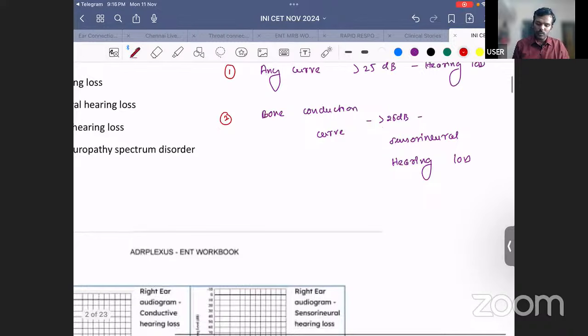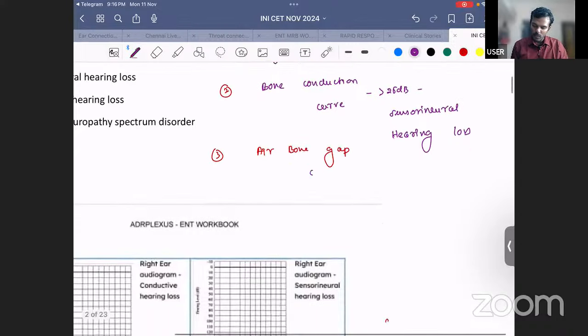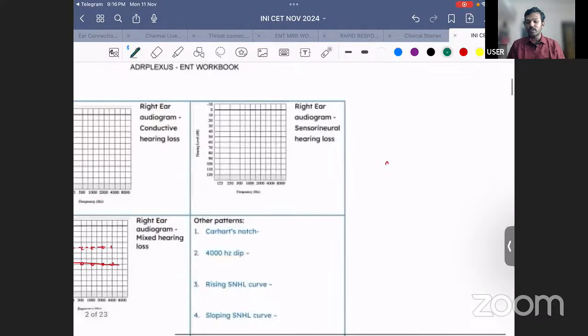The third thumb rule is the air bone gap. If the air bone gap is more than 10 decibel, it is conductive loss. Less than 10 decibel is sensory neural loss.